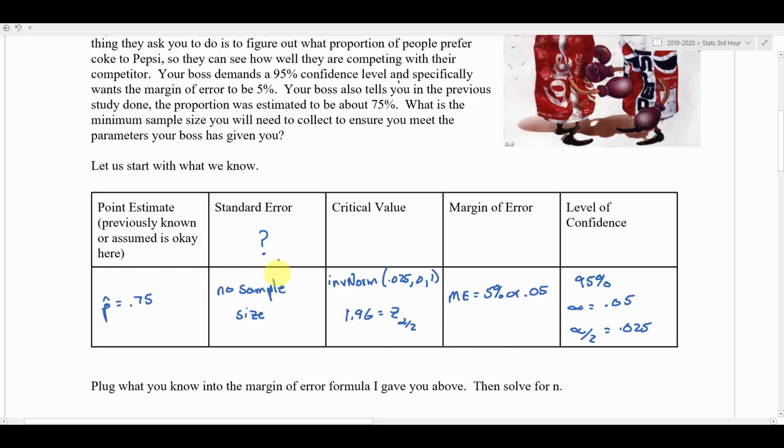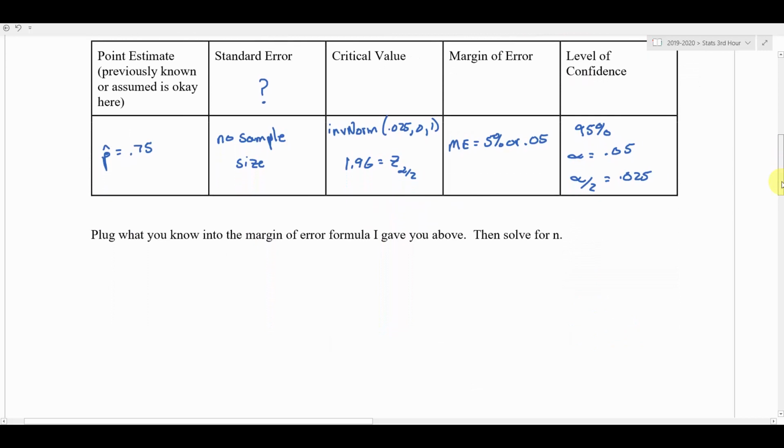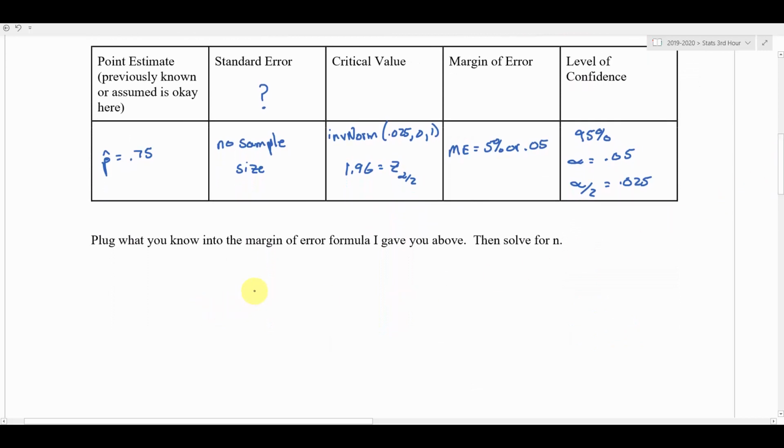And really the question mark over here is the standard error, and it's the standard error that contains our sample size, which is what we're trying to find. Okay, so let's see if we can set something up here, maybe use some of our previous skills from algebra to figure this out. All right, so we're going to start with our margin of error formula.